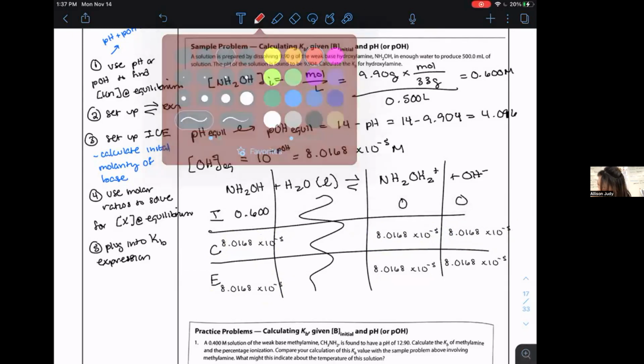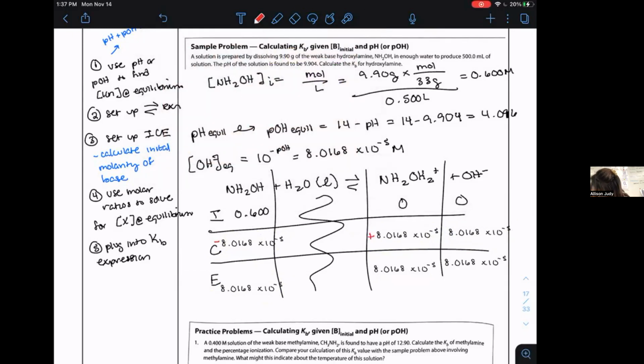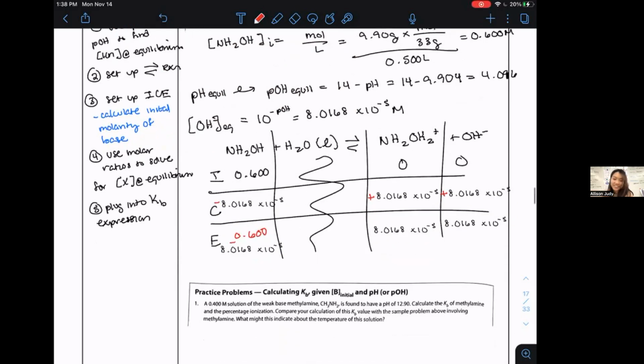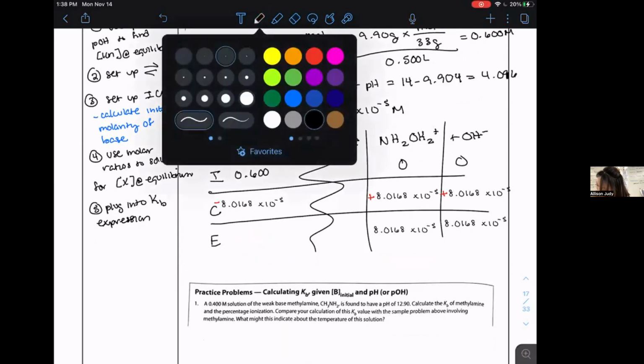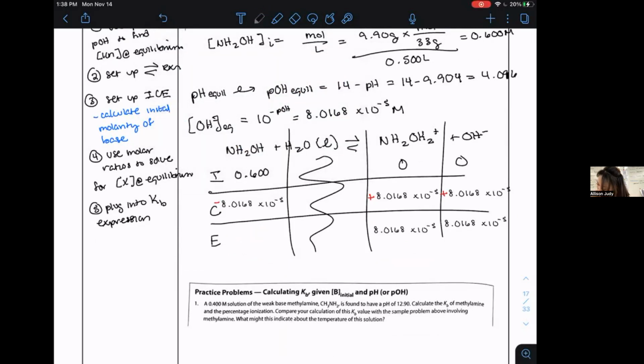So you know this is going to be subtracted, this is going to be added, this is going to be added. This is going to become 0.600 minus 8.0168 times 10 to the negative fifth, and you would get a value for that. I'm just going to go ahead and delete this and give you the value. It's going to give you the value of 0.59 repeated, which is math that you can actually just solve for.